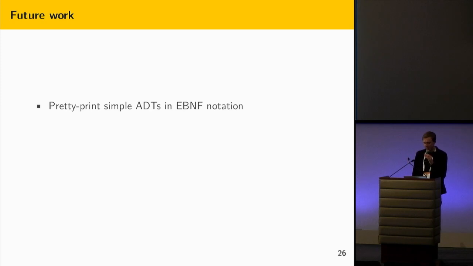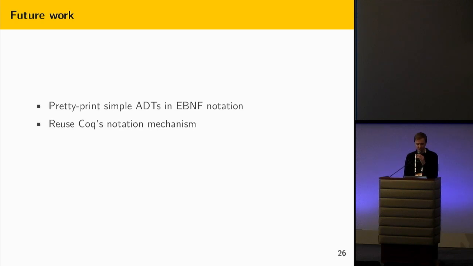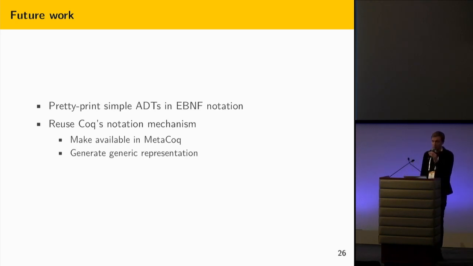So some obvious next things to do would be to also pretty print simple ADTs as grammars in EBNF notation. It would be really nice if I could somehow reuse the Coq notation mechanism. And I have some ideas. I mean, this information must be available on the OCaml side, so maybe it could just be exposed in the MetaCoq interface. Another idea would be, instead of generating a string in MetaCoq, to generate some isomorphic generic representation of an inductive data type, and then just use the normal Coq notation mechanism afterwards.